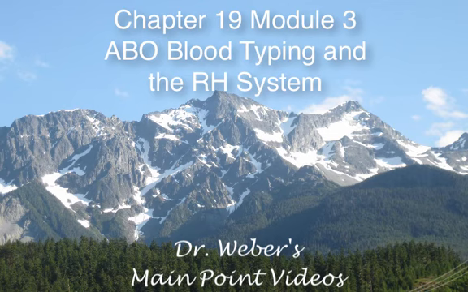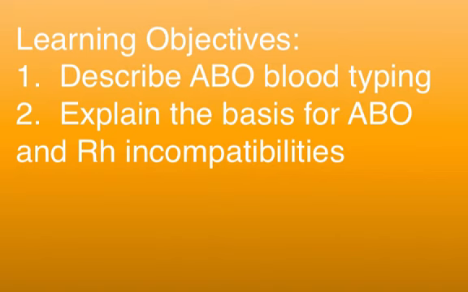This is Chapter 19, Module 3, ABO blood typing and the RH system. The learning objectives of this module are: 1. Describe the ABO blood typing, and 2. Explain the basis for ABO and RH incompatibilities.